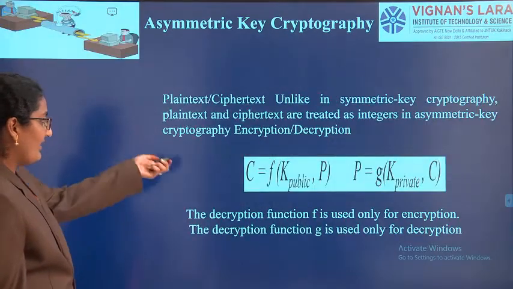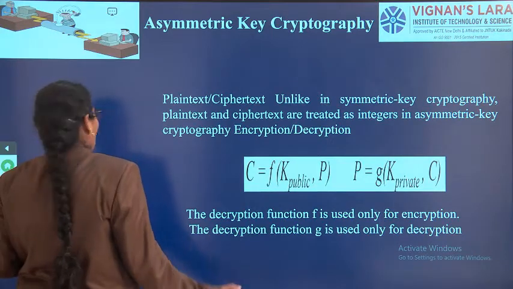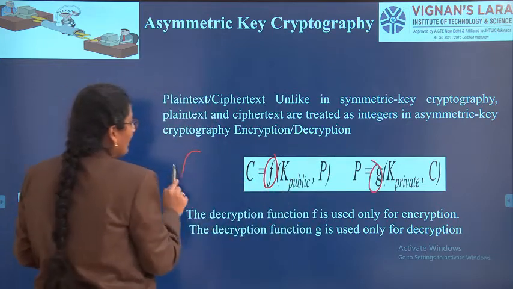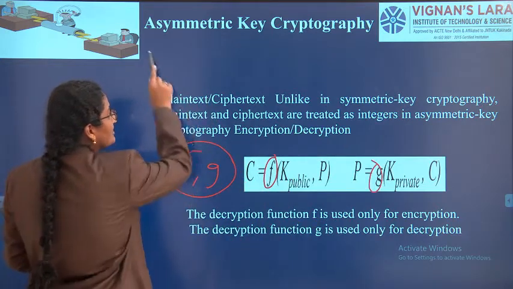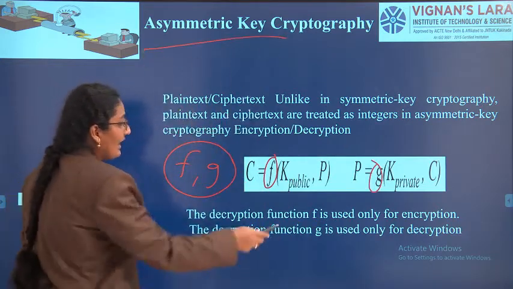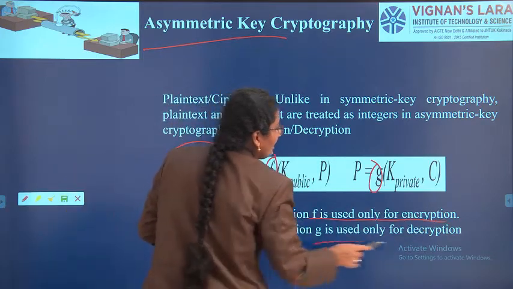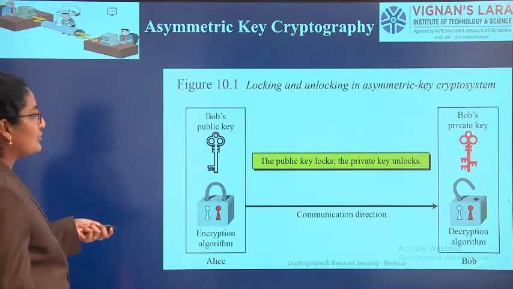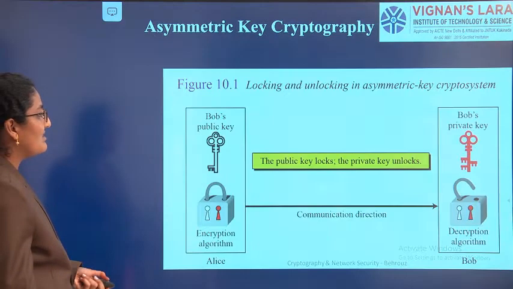So we have seen where these formulas came from. As you already know, f is a function and g is a function. F and g are two functions used in asymmetric key cryptography. F is used for encryption, and g is used for decryption. So remember all these things. In further classes you should remember all these things. That's why I am repeating this many times.